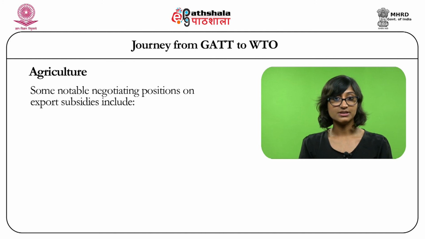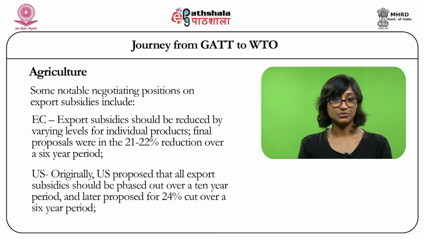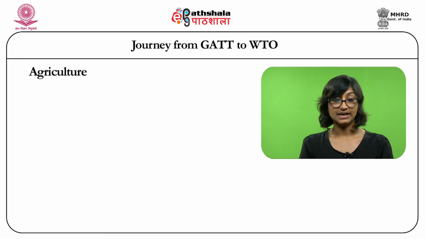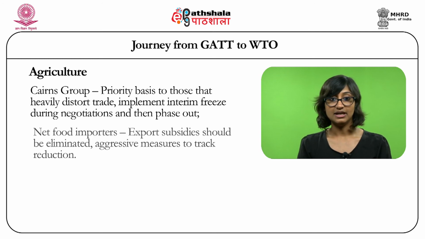Some notable negotiating positions on export subsidies include the EC, which proposed that export subsidies should be reduced by varying levels for individual products. The US, which proposed that all export subsidies should be phased out over a 10-year period. The Cairns Group, which proposed that priority should be given to those that heavily distort trade, implement an interim freeze during negotiations, and then proposed a phase out. And net food importers, which proposed that export subsidies should be eliminated.